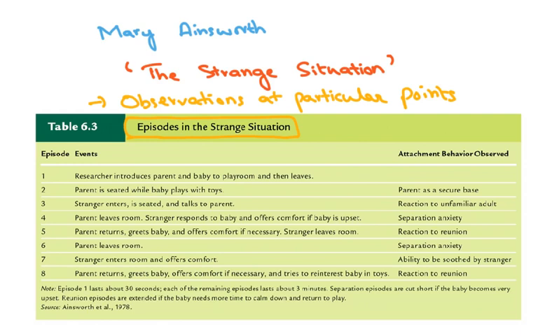So the first step is that the researcher introduces parent and baby to a playroom. So there's a playroom that's been set up. The parent comes in, right? There's a researcher there who introduces the parent and the baby to the playroom, and then they leave them, right? So they leave the mother and the child in the playroom alone. Here you have no observation.